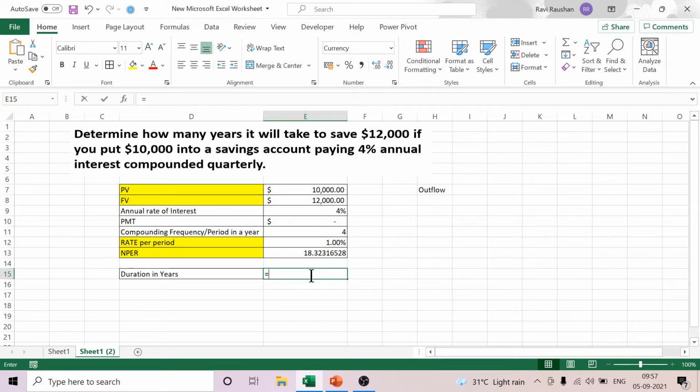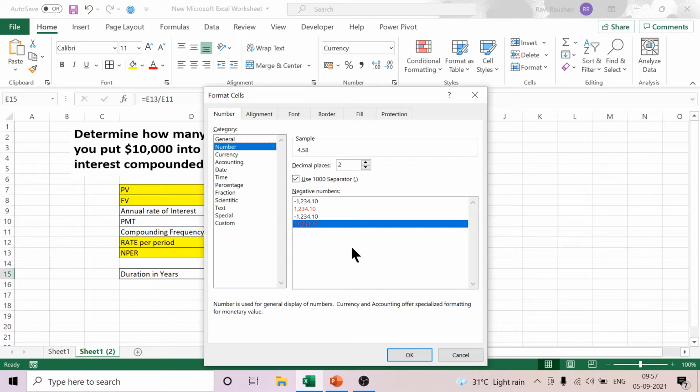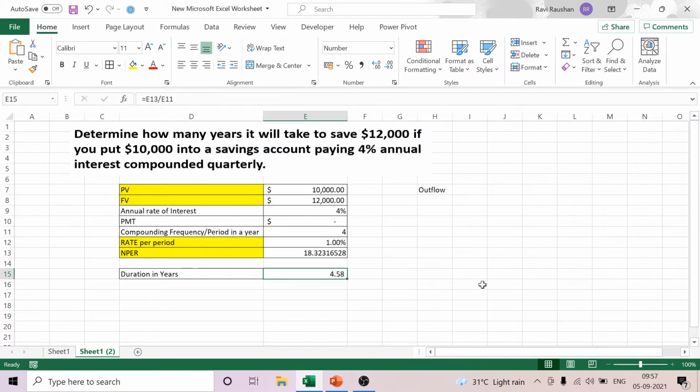So if it is the number of periods, what are the years? Number of periods divided by the compounding frequency, in this case 4, gives you the number of years. Sorry, it is in rupees, so I'll convert it into a number. So this gives you what you wanted. The duration is 4.5 years, or you can say 5 years.